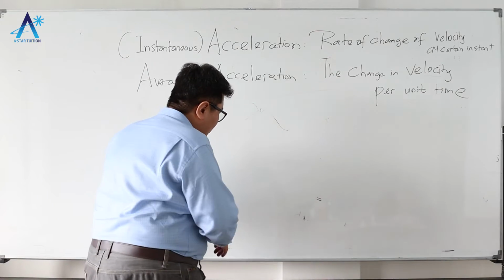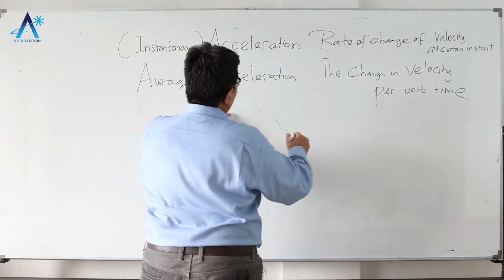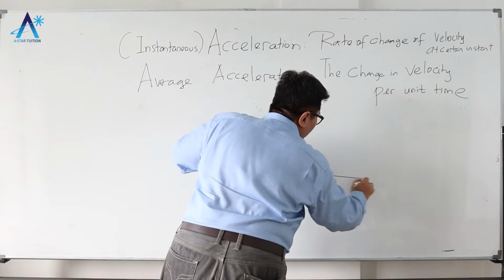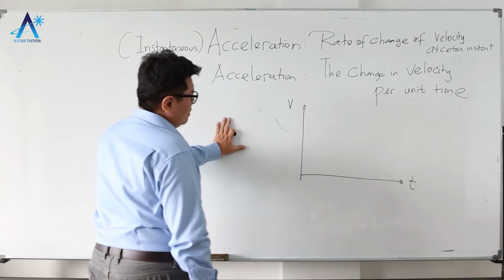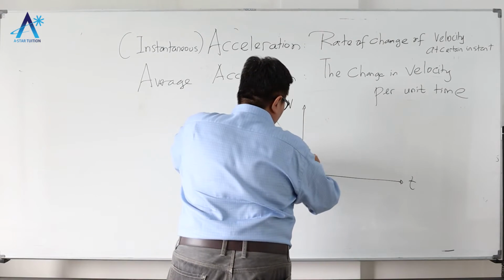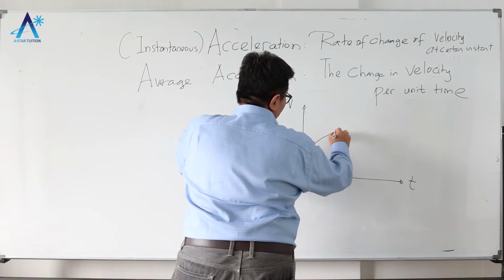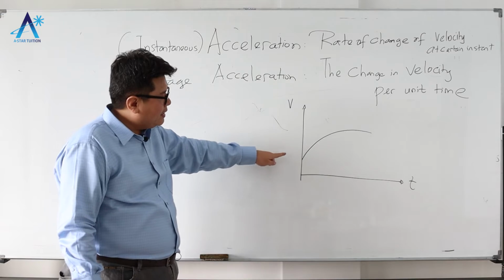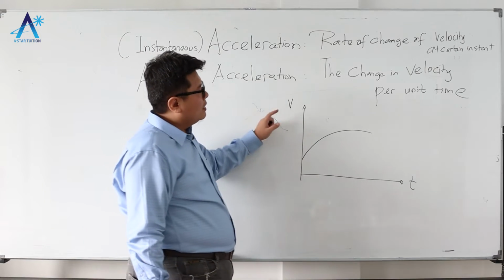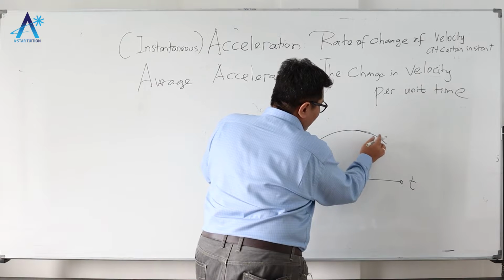Now, let me give you an example. Let's draw the graph of velocity as a function of time. Now, you can see that the velocity could be like this. Yeah? So you can see that the velocity is positive and it's getting faster, faster, faster, and then it reaches its maximum value, and then later it slows down.